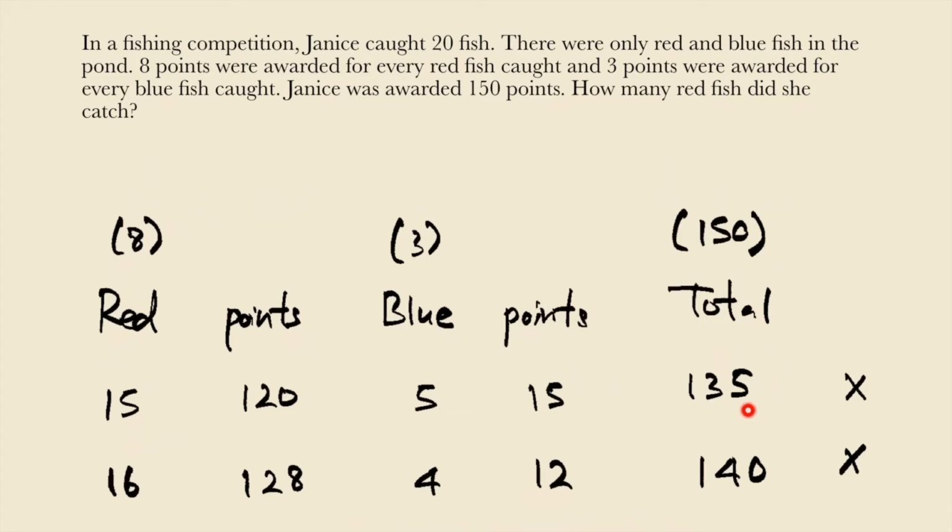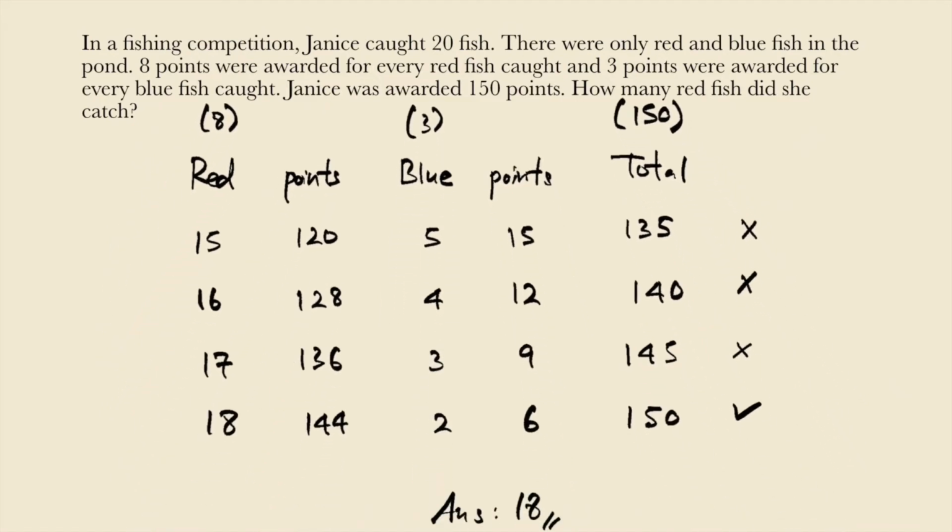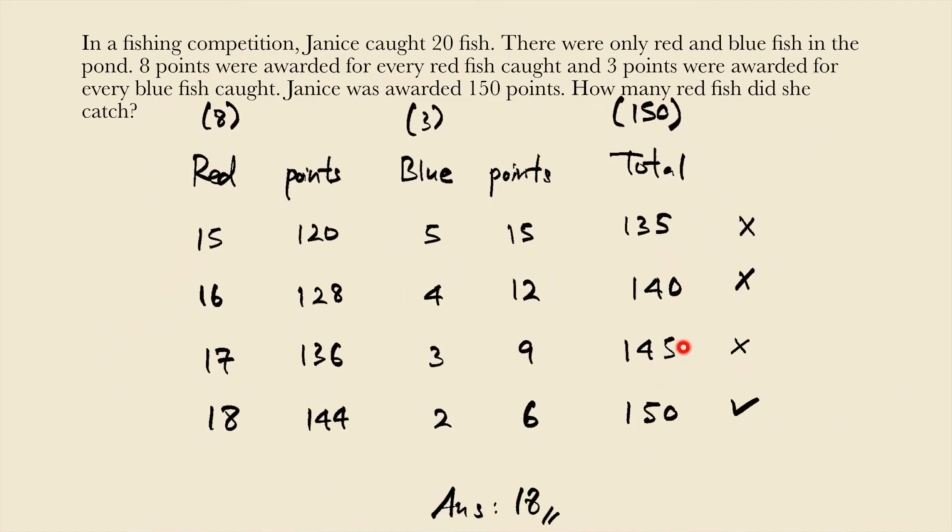Let's increase the number of red fish by 1. Decrease this by 1. So total increase in points is 5. See? Step up 5. Okay, do it again, 145. Do it again, 150. So we are pretty close from our first guess. So we can simply just add 5. Add 5, add 5, and we get to our desired number. How many red fish? That would be 18.